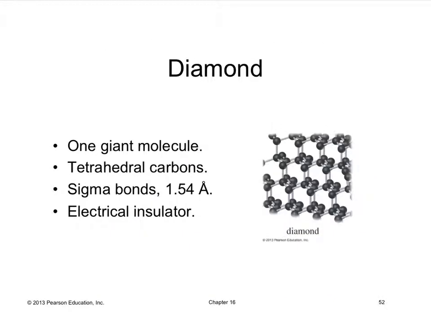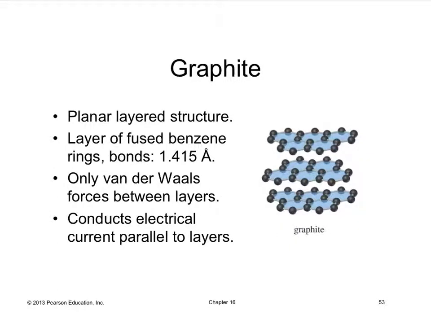Diamond is essentially one giant molecule that is highly organized. It has tetrahedral carbons. Sigma bonds are about 1.54 angstrom, and they can serve as electrical insulators. Graphite has planar layered structures, shown here. The fused benzene rings in a layer have a bond length of 1.415 angstroms. Only van der Waals forces exist between layers, and they can conduct electrical current parallel to these layers.